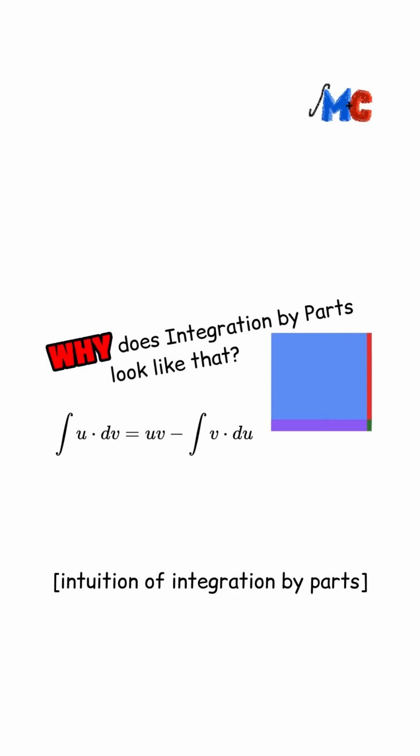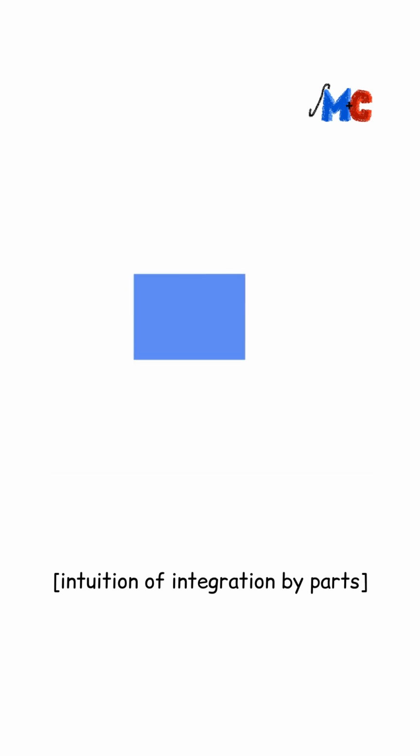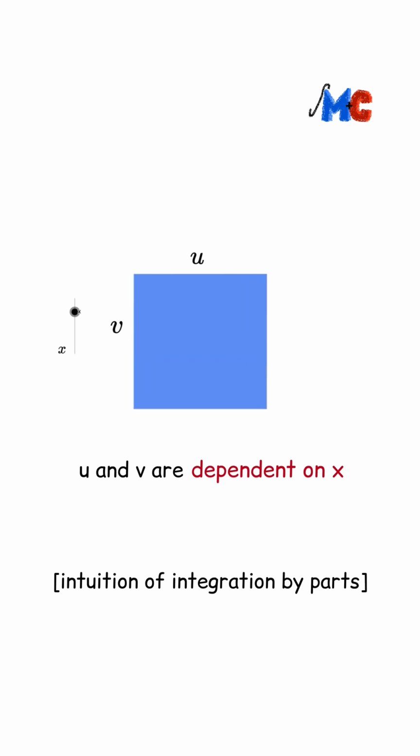Today, the goal is to provide a really nice visual intuition behind the formula for integration by parts. As you can see, we're going to start simply with this blue rectangle, and we're going to represent the side lengths of this rectangle with the variables u and v. We're going to say that the variables u and v are dependent on the input variable of x, so that by changing the value of x, the side lengths u and v of the rectangle also change accordingly.